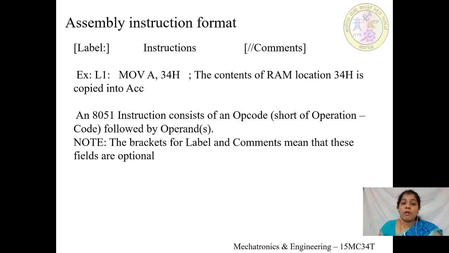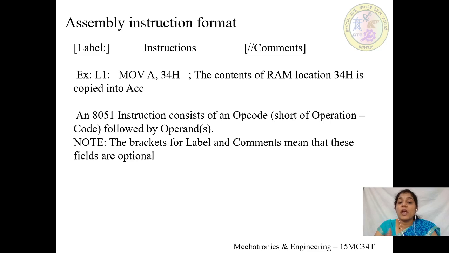The next field of assembly language instruction format is the instruction field. The instruction field consists of two fields: one is the opcode field, another one is the operand field. This instruction field is a very important field in 8051 assembly language programming, because it specifies what has to be performed. Opcode is nothing but operation code. What operation is to be performed is specified by the opcode field.